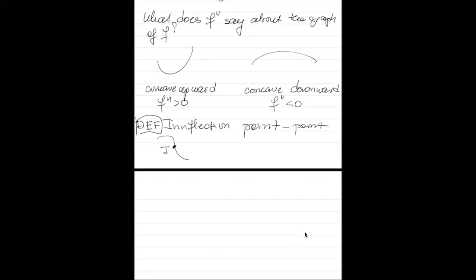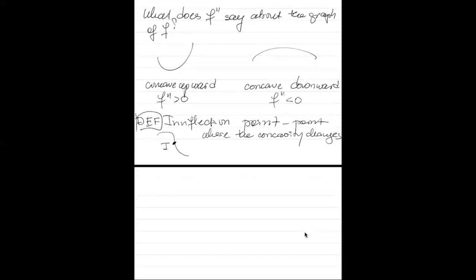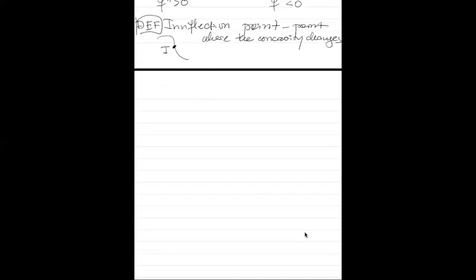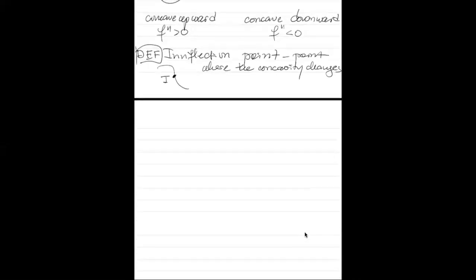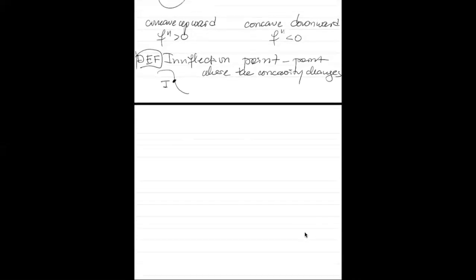Point where the concavity changes. And it doesn't matter from concave upward to downward or the other way. So sketch the graphs here based on this information. I'm gonna go on with that example, look at your tests and review the examples there, as well as the second derivative. Let's go on to 3.4, limits at infinity.